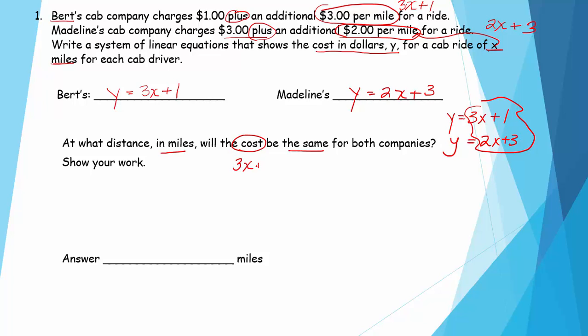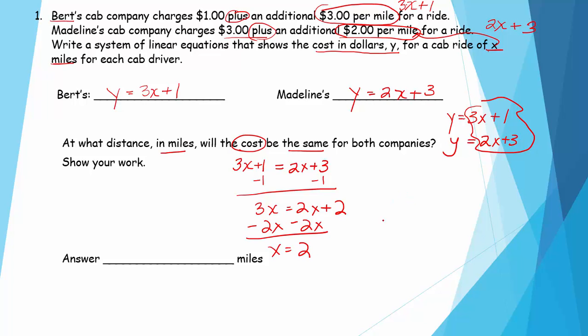So where will 3x plus 1 equal 2x plus 3? That will give us the same cost. And you can see they're each equal to y. We can set them equal to one another. Now we're just solving an equation in one variable. So I'm going to start by subtracting 1 on each side, and I get 3x equals 2x plus 2. I'm then going to subtract 2x on both sides, and I get x equals 2. That means the cost will be the same when they go 2 miles.